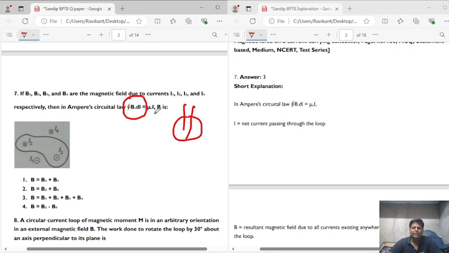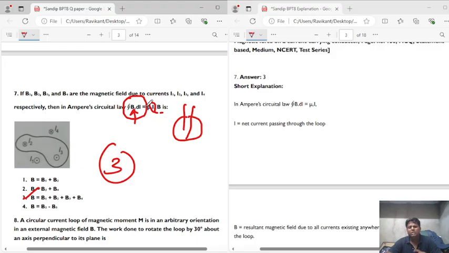But the current here is the net current, whereas this B is the resultant magnitude of all the magnetic fields because of all the current present around the loop. Whether the current is inside or outside, and the magnetic field is inside or outside the loop, no matter, it is the net magnetic field. So basically B will be equal to B1 plus B2 plus B3 plus B4. So the correct answer will be option 3. Option 3 will be the correct answer for question number 7.